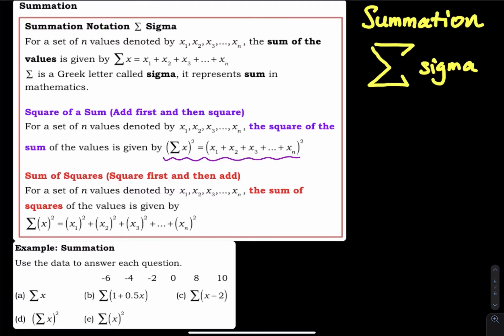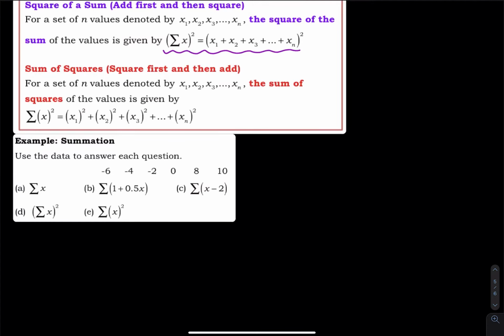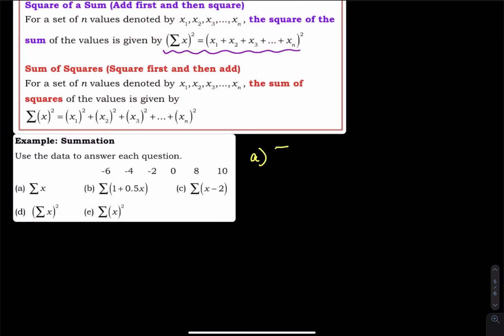All right, so we have a few exercises right here. I have a data set: -6, -4, -2, 0, 8, 10. I want to find each sum. The first one, A, is the sum of x. X stands for the data, and data means a list of numbers.